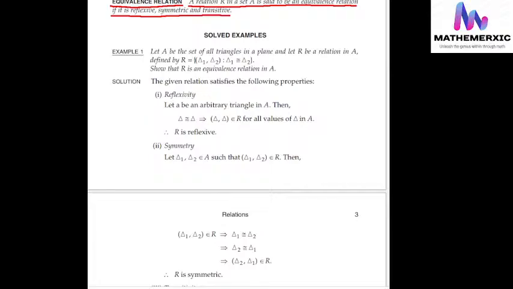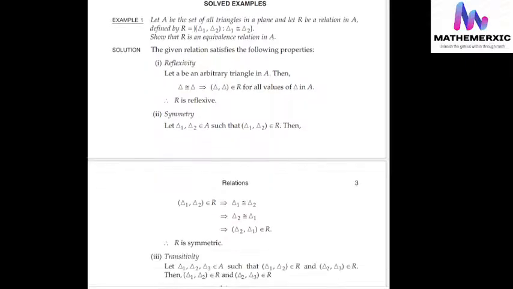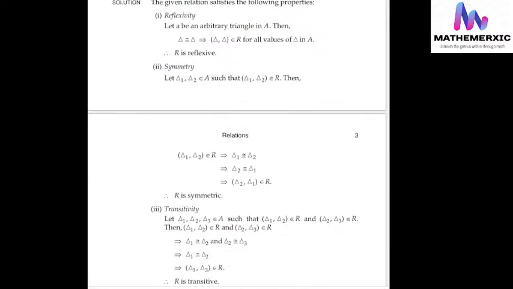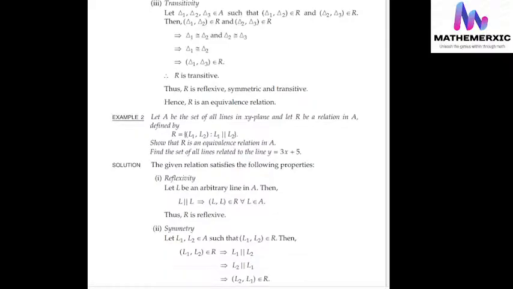Because it was congruence, it was not very difficult here to prove, because both the triangles are congruent in nature. That's why it is very simple to go for reflexivity, symmetry, and transitivity here.